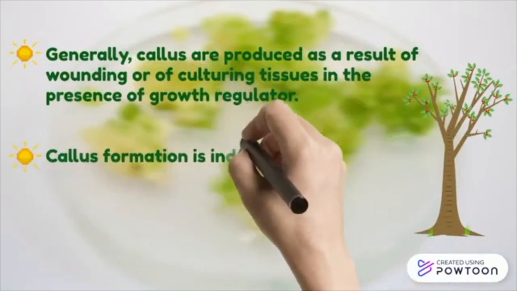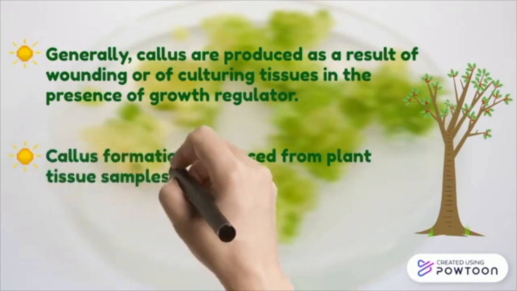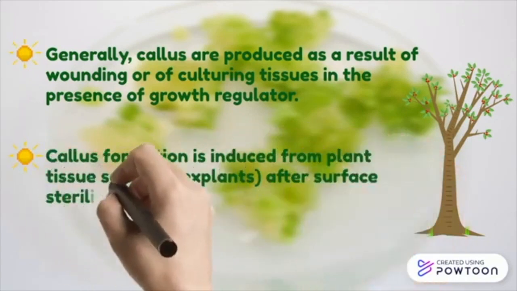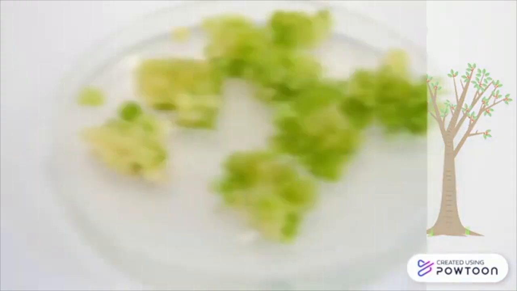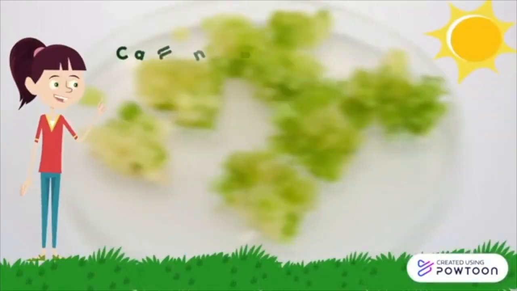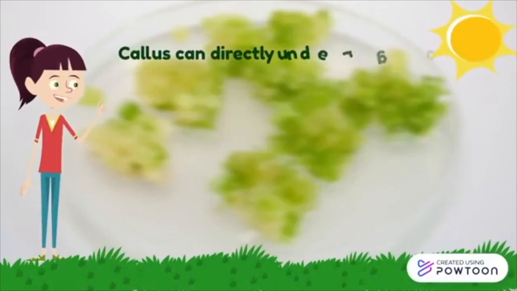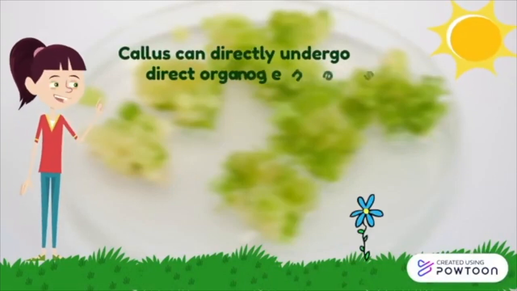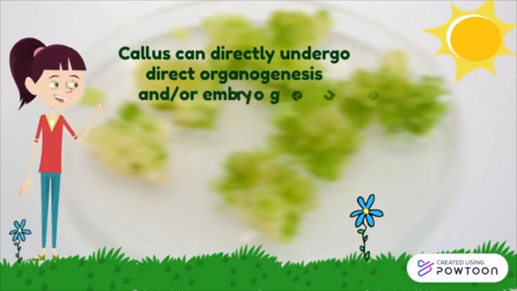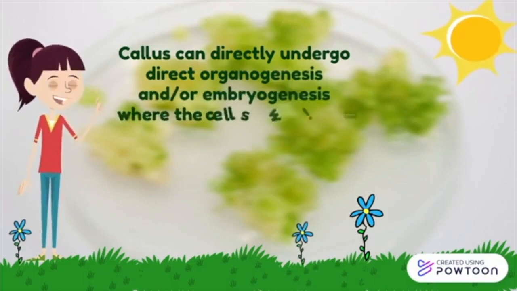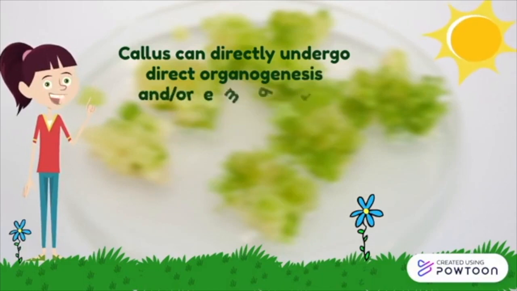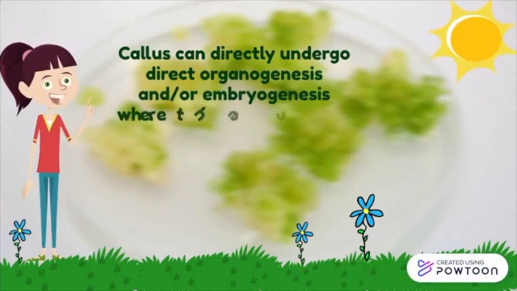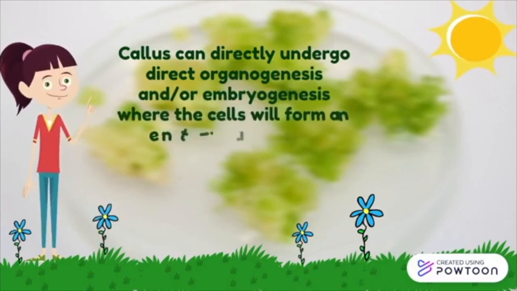Callus formation is induced from plant tissue samples, explants, after surface sterilization and plating onto tissue culture medium in vitro. Callus can directly undergo organogenesis and or embryogenesis, where the cells will form an entirely new plant. This process is known as callus culture.